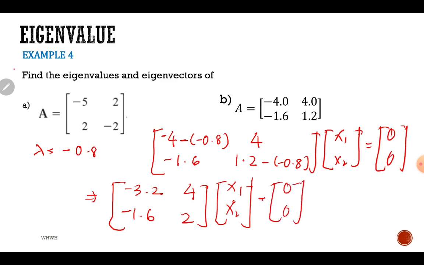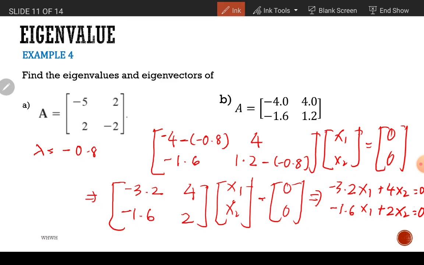So apa kita akan dapat kat sini? Kita akan dapat negatif 3.2 x1 tambah 4x2 sama dengan 0. Satu lagi, negatif 1.6 x1 tambah 2 x2 sama dengan 0. Okay, and then daripada sini you boleh faktorkan. You boleh tunjukkan apa yang berlaku kat sini. Nampak pelik sikit nombor dia tu, but worry not.